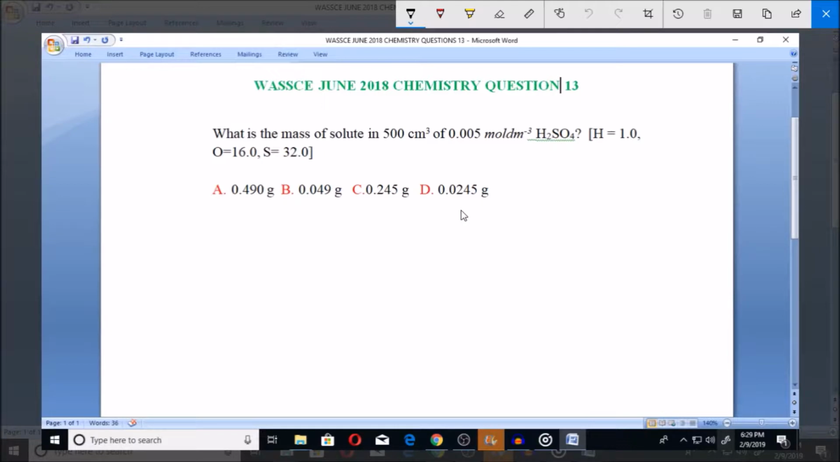Now, to solve this problem, first of all, we're going to take it in this way. Given that we have 500 cm³, and this very 500 cm³ solute is found inside what? 0.005 mole per dm³. That is this.